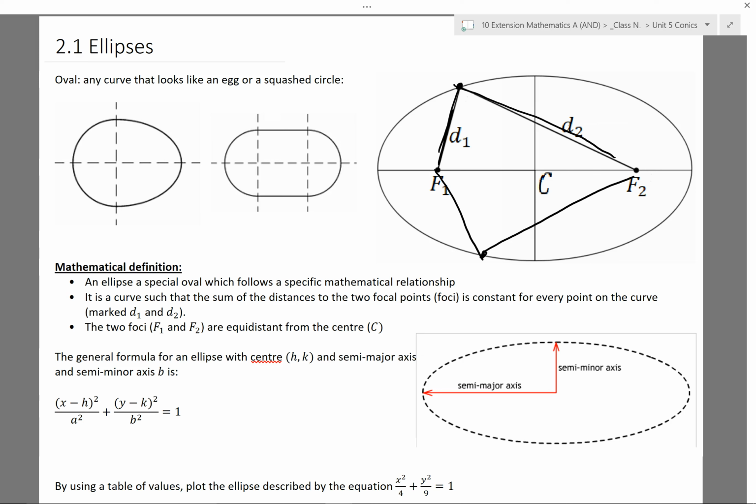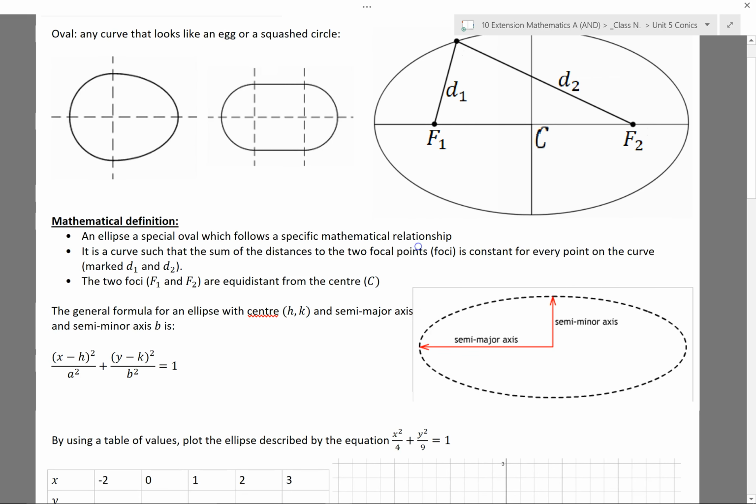We'll do an activity in class where we'll actually construct some ellipses with pins and string. The other thing about an ellipse is these two focal points are the same distance away from the center of the ellipse. Might need that later on.